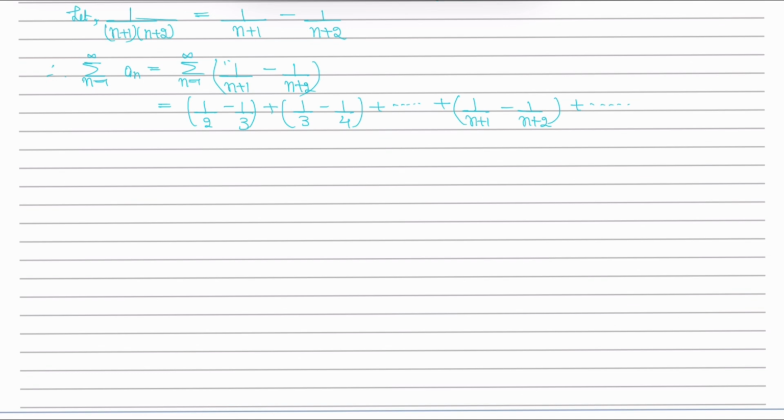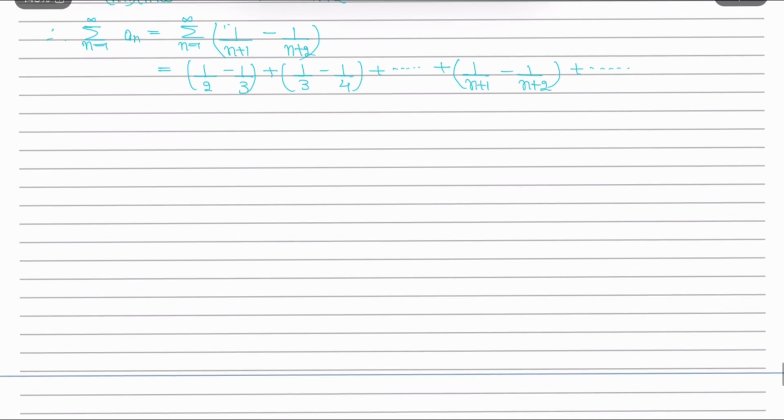Plus so on. So, to check if this series is convergent or divergent, we can consider its partial sum. Partial sum is a1 plus a2 plus a3 plus so on to an. And if the partial sum converges, then the series converges, and if it doesn't converge, then the series is divergent.